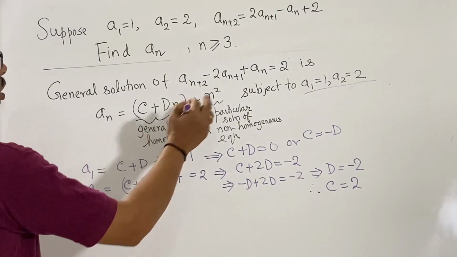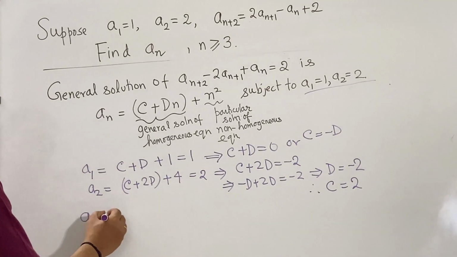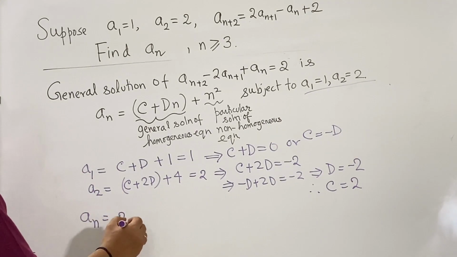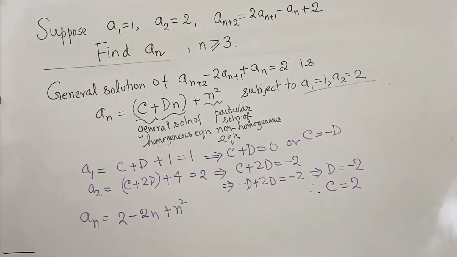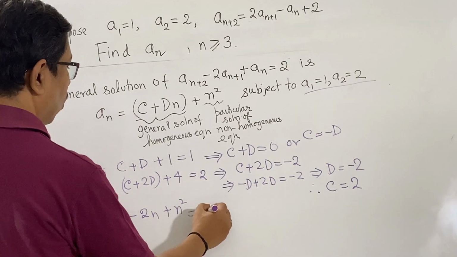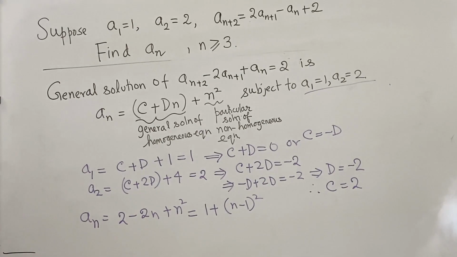The general solution with the condition that a_1 is equal to 1 and a_2 is equal to 2 becomes a_n is equal to 2 minus 2n plus n squared. Now, straightforward algebra gives us that this is 1 plus (n minus 1) whole squared. So, the general form of a_n is 1 plus (n minus 1) whole squared. And when you put n is equal to 1, you get 1. When you put n is equal to 2, you see that you get 2, matching the initial conditions.